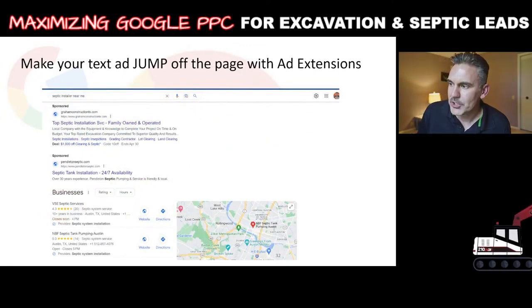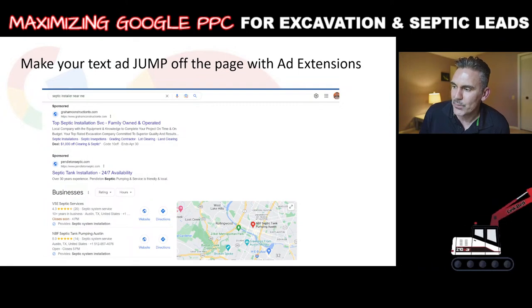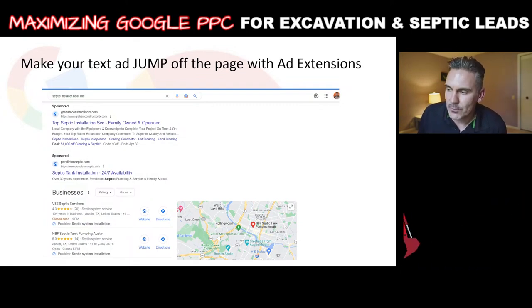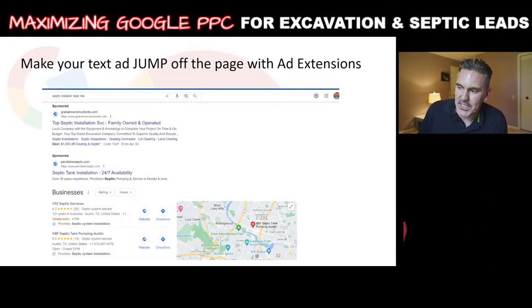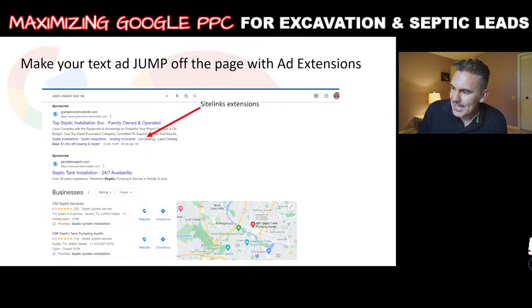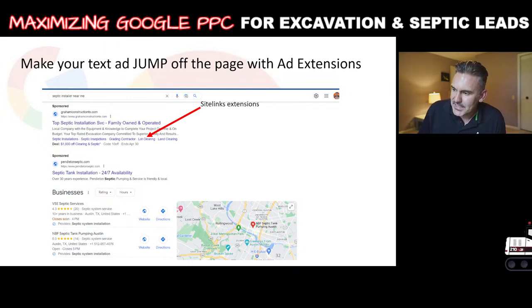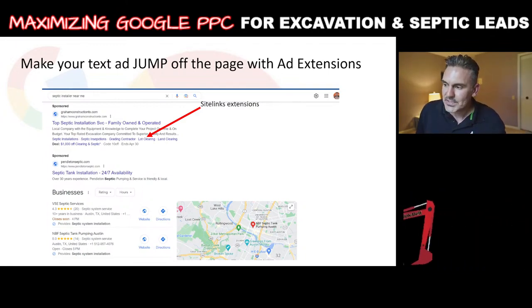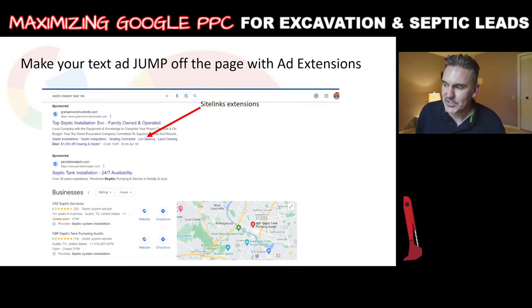And then let me show you an example of how you can make your text ad jump off the page with what's called ad extensions. So if we look at this Google screenshot right here, we have a couple sponsored ads up top. This one up top has what's called site link extensions. See that? How it has septic installations, septic inspections, grading contractor, lot clearing, land clearing. It gives the person a little more insight into what this company could do.